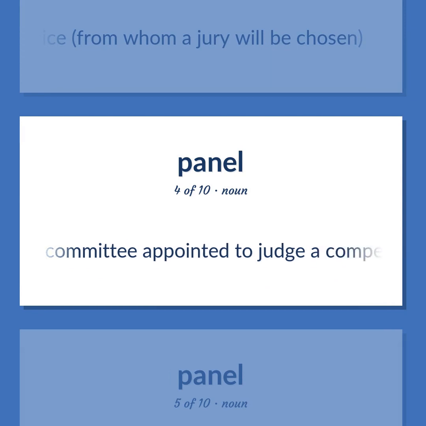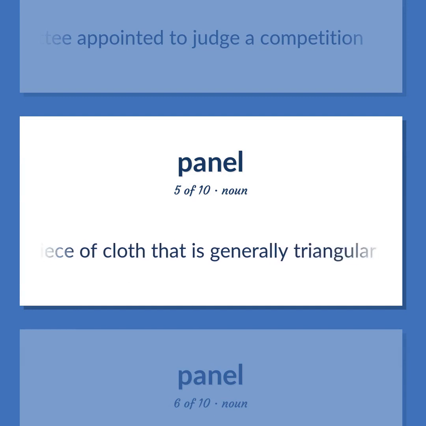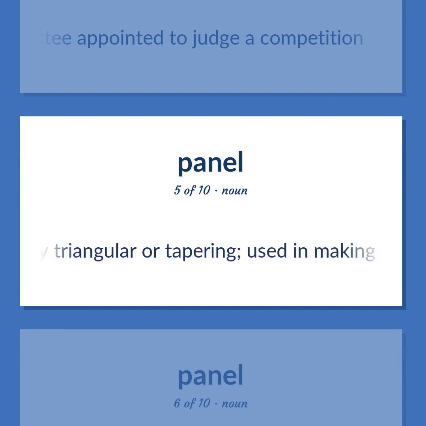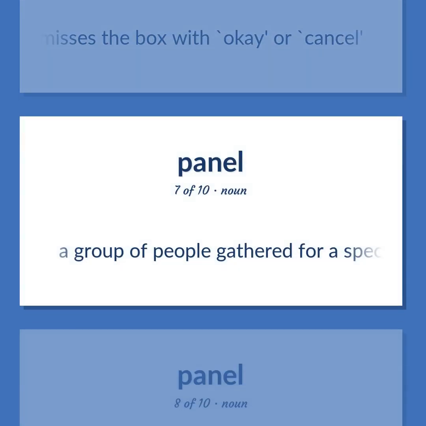A committee appointed to judge a competition. A piece of cloth that is generally triangular or tapering, used in making garments or umbrellas or sails. Computer science. A small temporary window in a graphical user interface that appears in order to request information from the user. After the information has been provided, the user dismisses the box with OK or cancel. A group of people gathered for a special purpose as to plan or discuss an issue or judge a contest, etc.